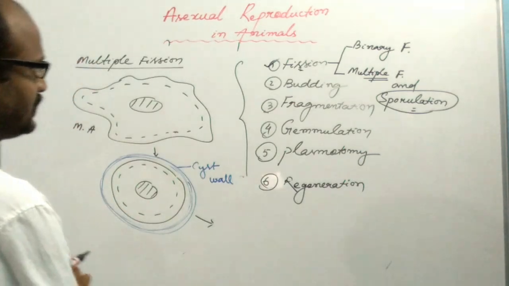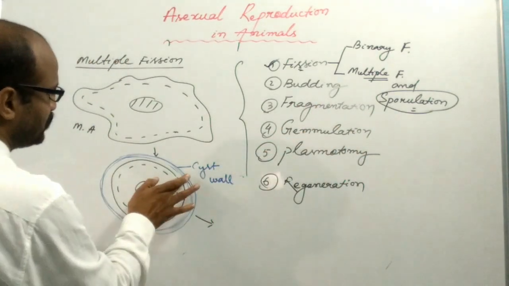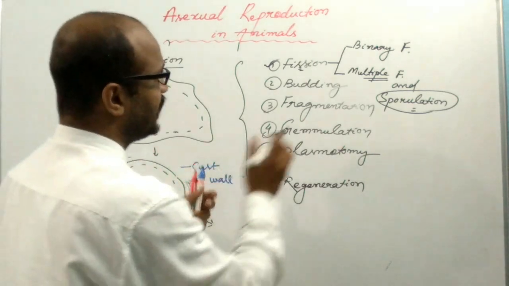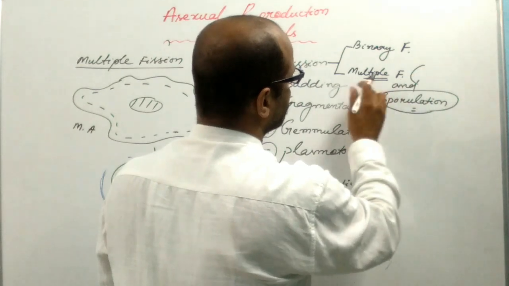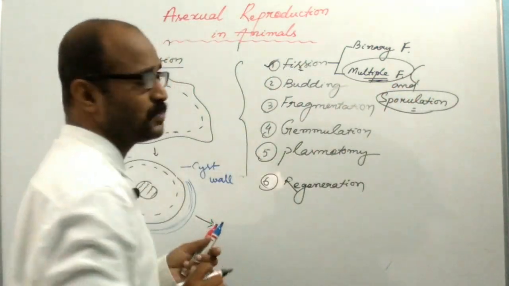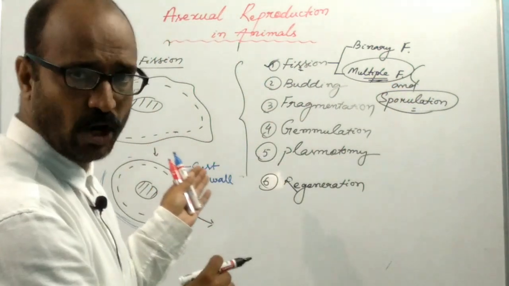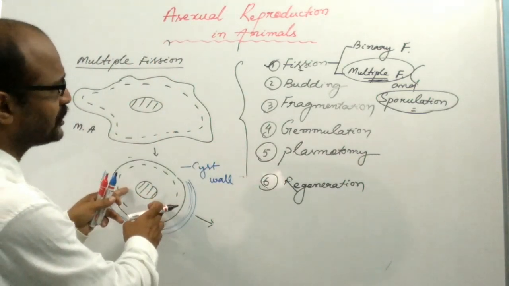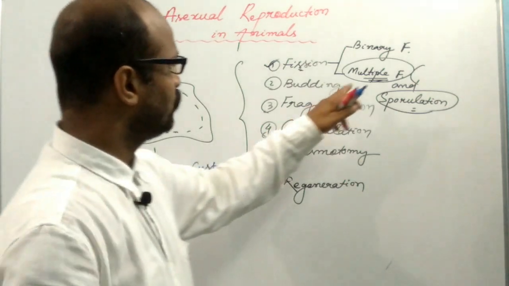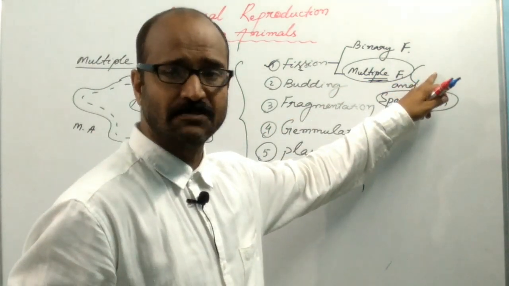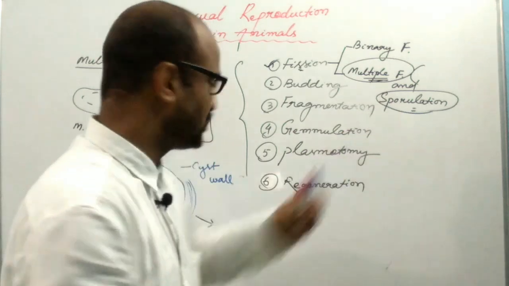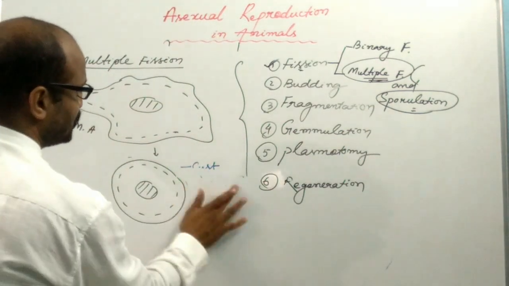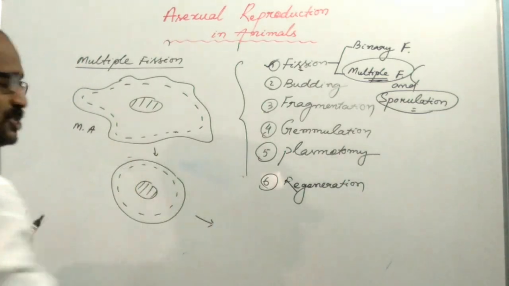Second thing is that there is no formation of cyst wall. In multiple fission, also known as encystment, the formation of cyst wall is involved, and inside the cyst wall the division of the mother amoeba takes place. That's why multiple fission is also known as encystment. But in case of sporulation, there is no formation of cyst wall.